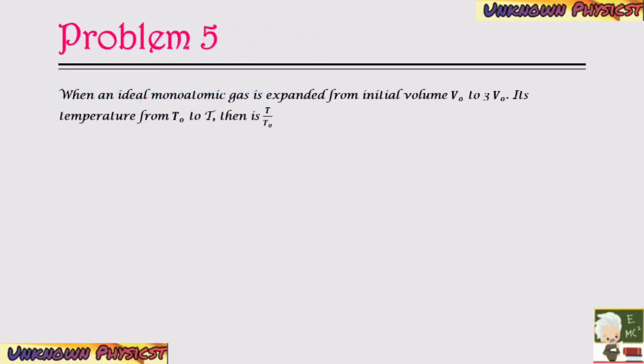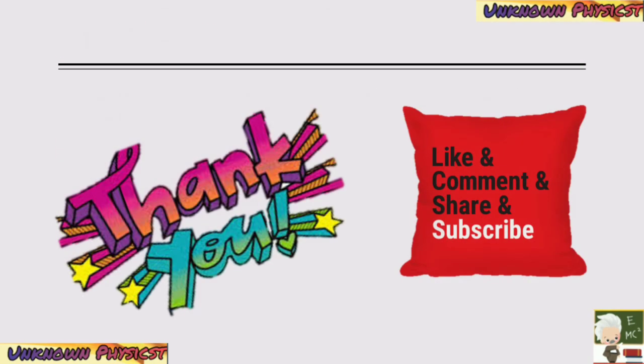And the last problem: when an ideal monatomic gas is expanded from initial volume V0 to 3V0, its temperature from T0 to T, then the ratio of T by T0 is. So how to proceed for this problem? Here I want you guys to think for this problem. I will be giving the options for this question. If you try and get your correct option, please do post it in the comment section. Let me see how many of you are getting the answer. And I will be doing this problem as the first one in my next problem series video. I want you all to give a try for this problem.